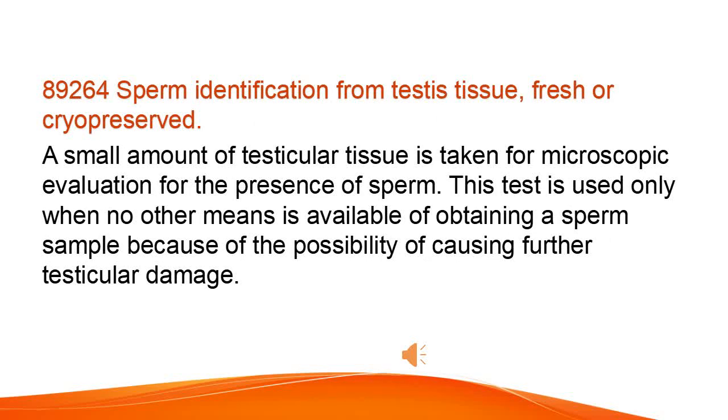Sperm identification from testis tissue, fresh or cryopreserved. A small amount of testicular tissue is taken for microscopic evaluation for the presence of sperm. This test is used only when no other means is available of obtaining a sperm sample because of the possibility of causing further testicular damage.